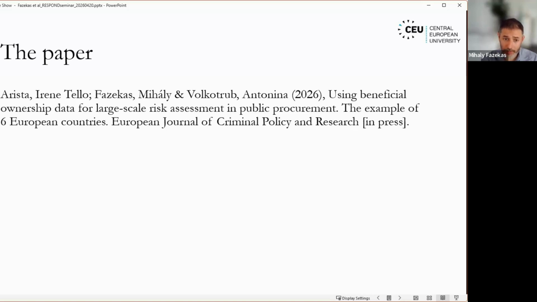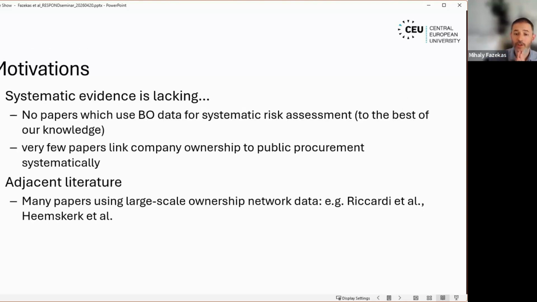This is a co-authored paper with Irene Terrorista and Antonina Volkotrub. Irene is at the CEU, Antonina is at ANTAC, an anti-corruption NGO in Ukraine. And this is a paper soon to appear in the European Journal of Criminal Policy and Research. And the motivation for this is to use beneficial ownership data for systematic risk assessment in public procurement.